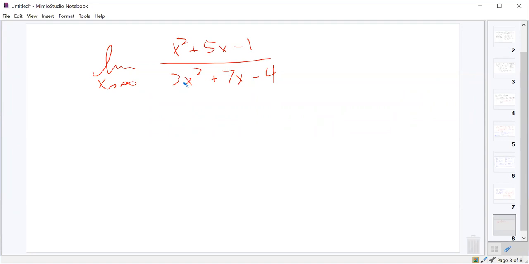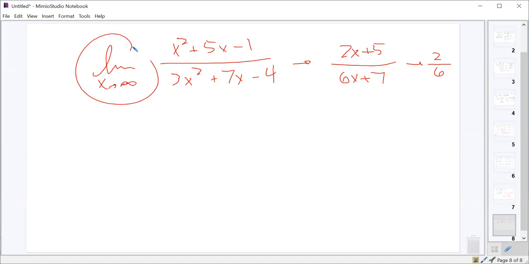The next thing that you can do is you can say, all right, this is infinity over infinity, so I'm going to use L'Hopital's rule and get 2x plus 5 over 6x plus 7. And you will write the limit in front of it, and you will write using L'Hopital's rule, and you'll see that it's infinity over infinity. And then you'll do the same thing again to get 2 over 6 and get your answer of 1/3.